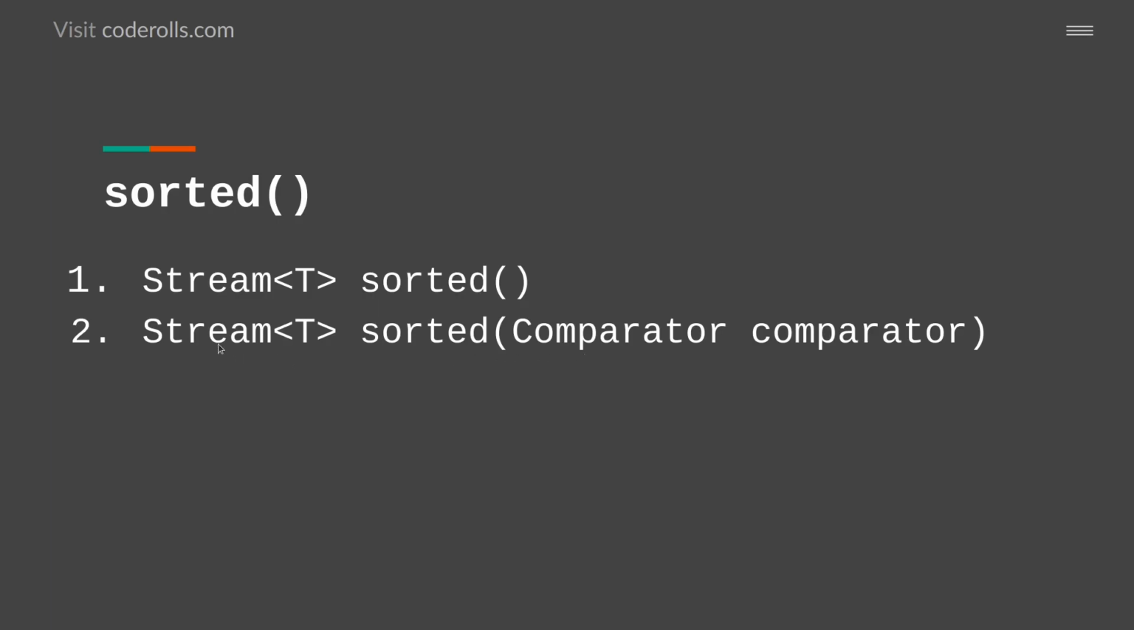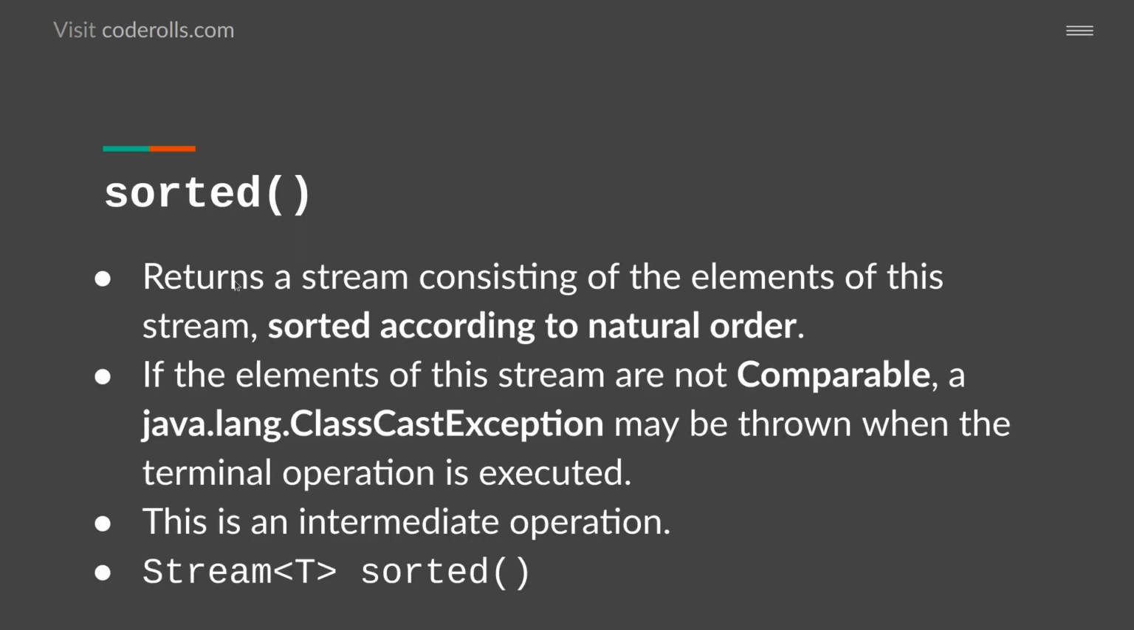So we will see both the methods. We will go one by one, and let's see the first method, the sorted method, which does not accept any parameter. In the case of the first method, we will be sorting our elements in natural sorting order. The sorted method, which does not accept any parameter, returns a stream consisting of the elements of this stream sorted according to the natural order.